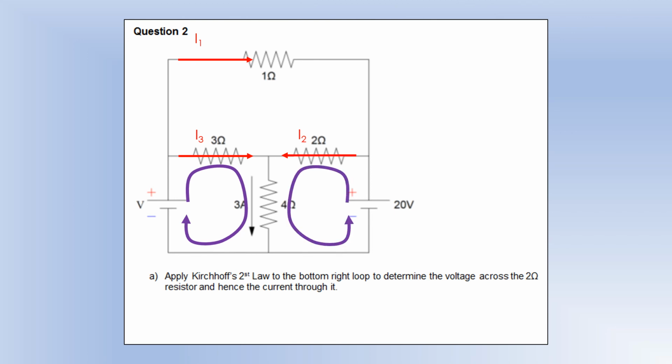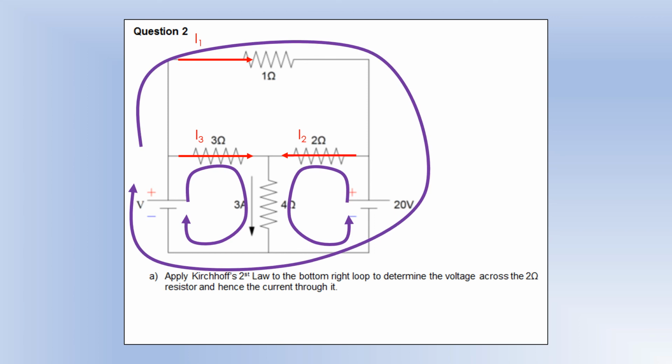Again, with this loop, the EMF is in the same direction as the loop, so it's going to be positive, and both of those two currents are in the same direction as my loop, so those are going to be positive potential differences. A little bit later on, I'm going to use this big loop around here.